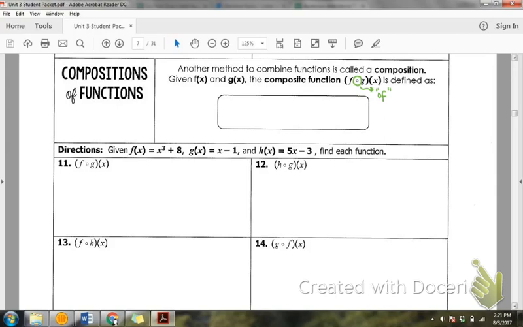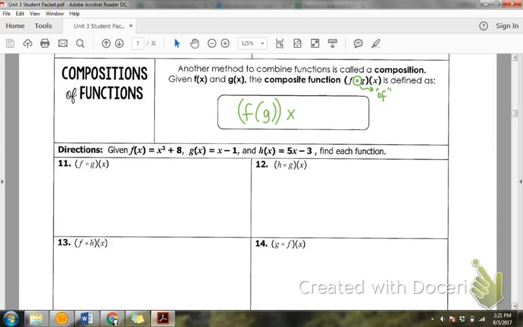What that means is you're going to take the f function and you're going to put the g inside of the f function, and then you're going to leave it in terms of x. So this is going to look a little bit different than what we've seen already. All right? Man, they gave you a nasty one to start with. We're not going to start with that one. Let's start with number 12.